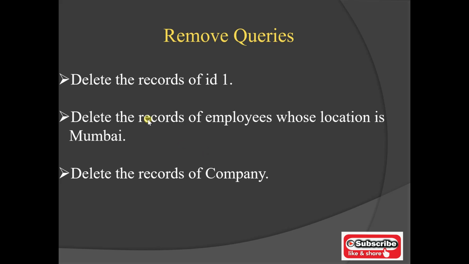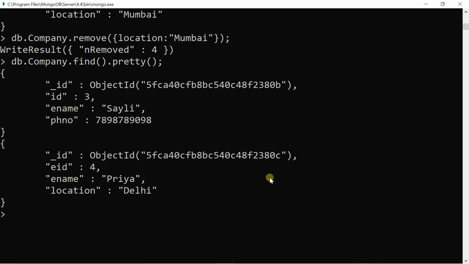And the last one is delete the records of the company collection. So the third one is nothing but delete all the records of the company collection without specifying the condition. How will we write that? db.company.remove. Here we are not specifying any condition. We will write that query like that. It will say removed 2.